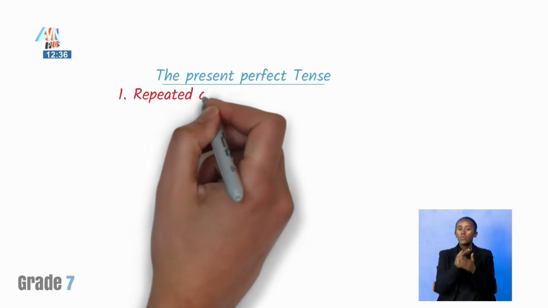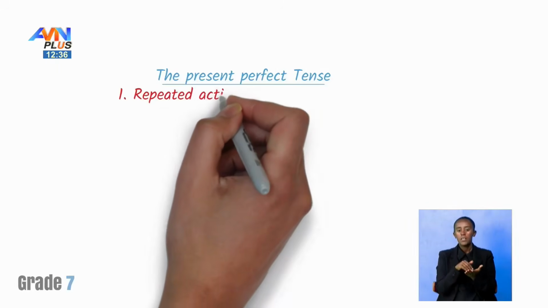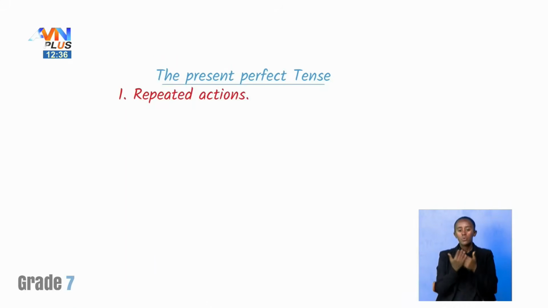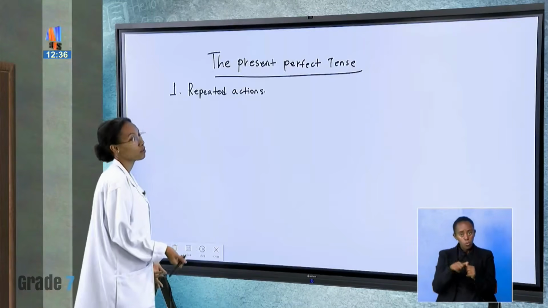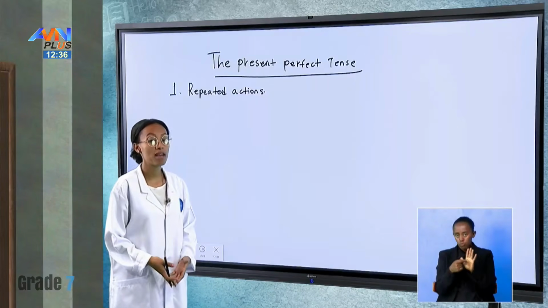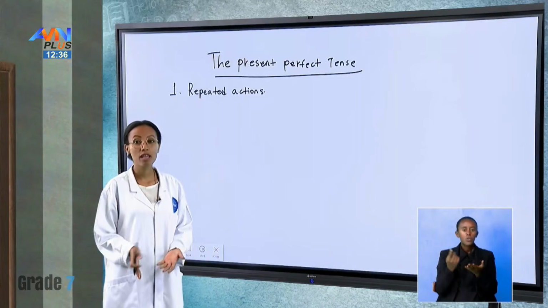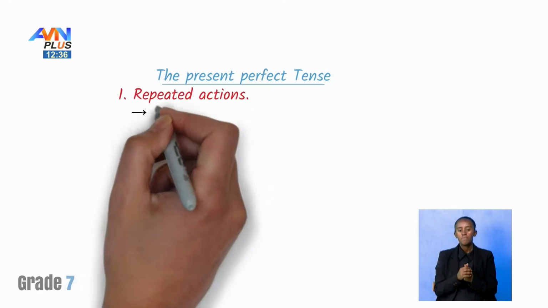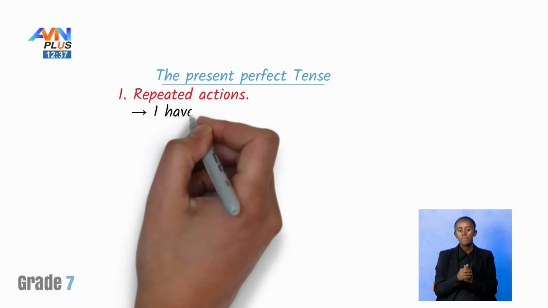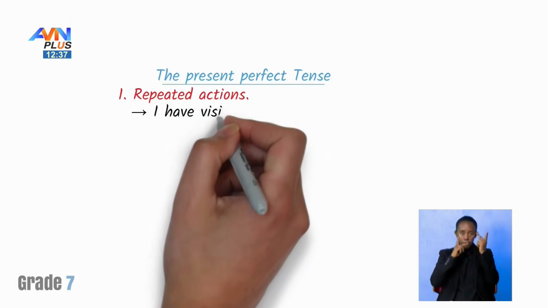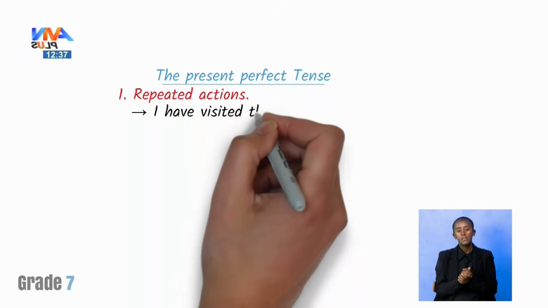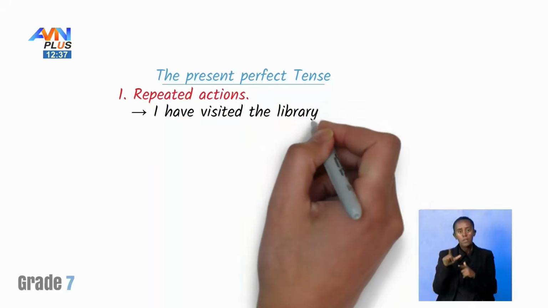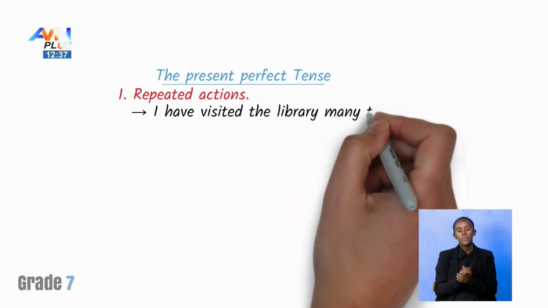To talk about repeated actions. And if you remember, we gave examples by showing common time expressions like every, several times, many times. For example, I have visited the library many times.